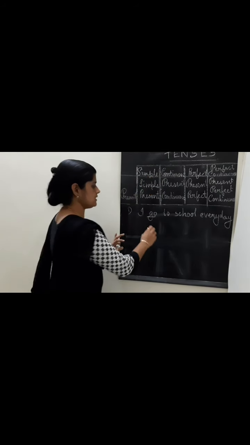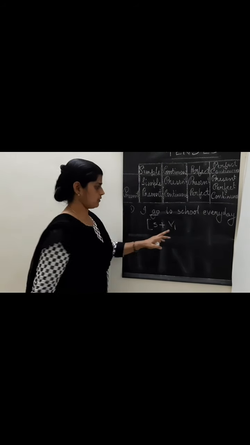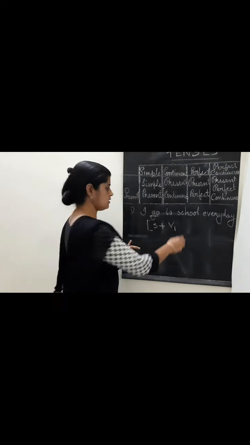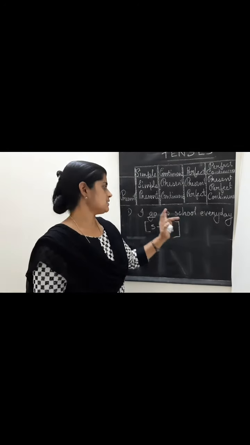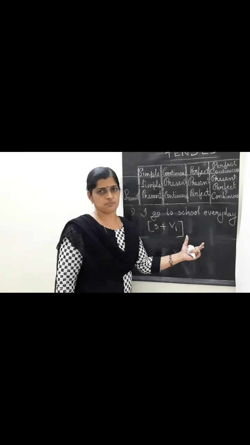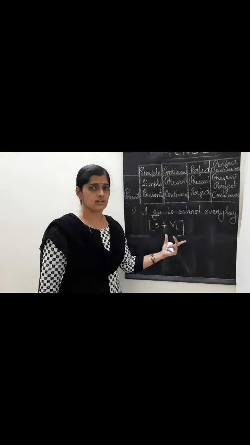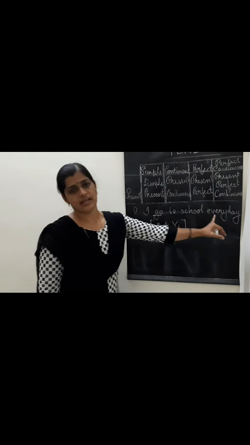So, simple present tense, the form is subject plus V1 form. V1 form of the verb or the present form of the verb. Every verb has got three forms: V1, V2, V3, that is present, past and past participle. In simple present, we use the base form or V1 form. Subject plus V1. So, I go to school every day.